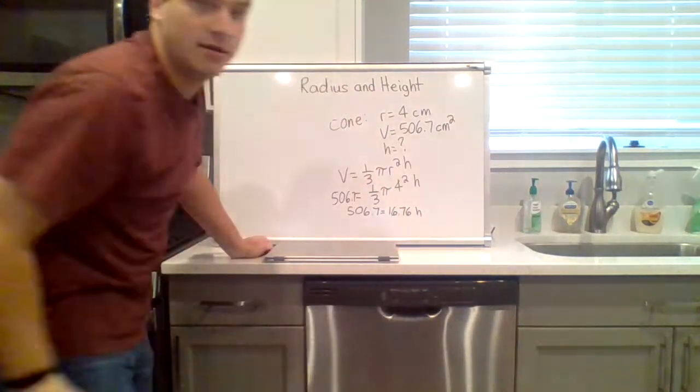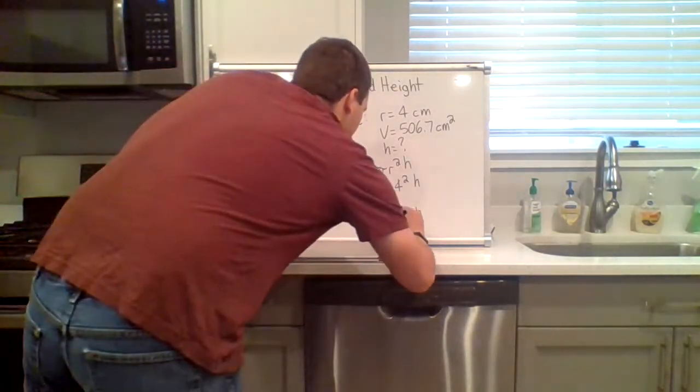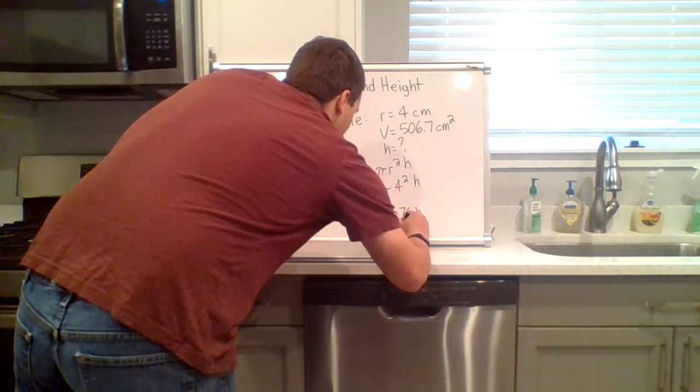times h. Now, as always, to solve this kind of problem, we simply divide, using inverse operations to solve for h.